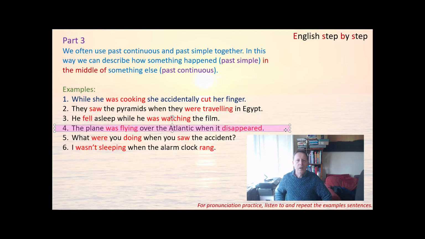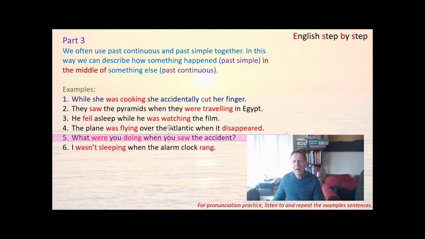Example 4. The plane was flying over the Atlantic when it disappeared. So was flying, that's the continuous activity. Disappeared, that's what happened. Example 5. What were you doing when you saw the accident? So in this sentence we have a question. Were you doing is the continuing activity. Saw the accident is the action that happened.